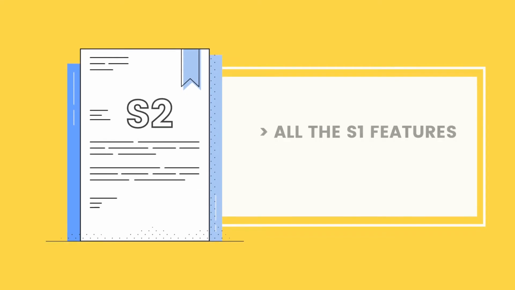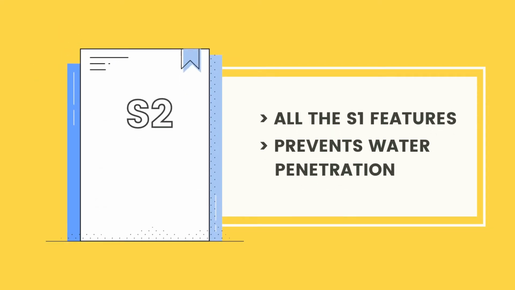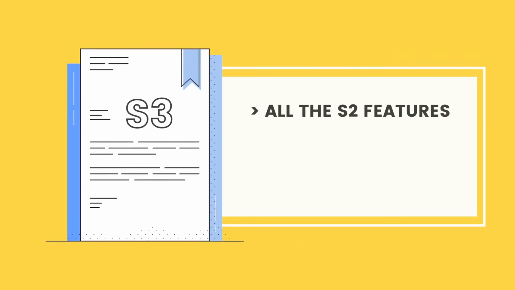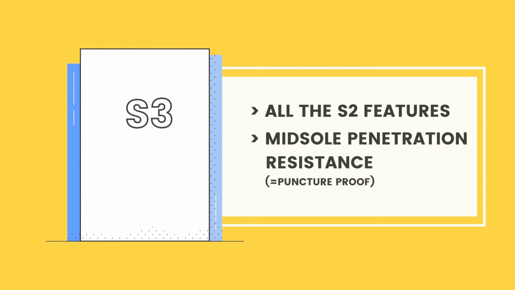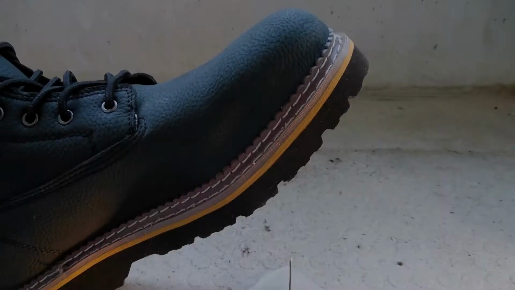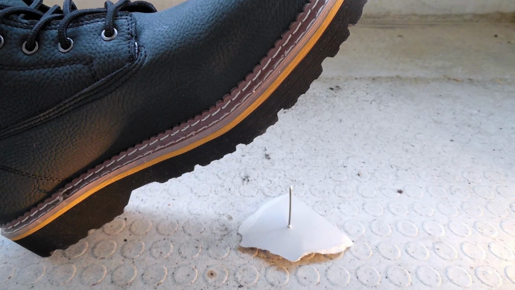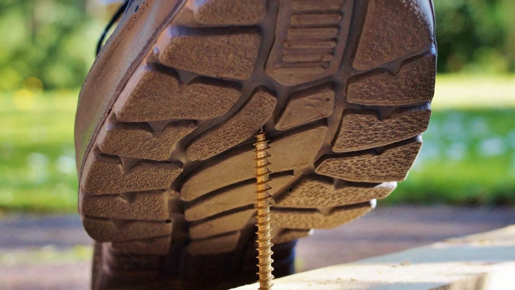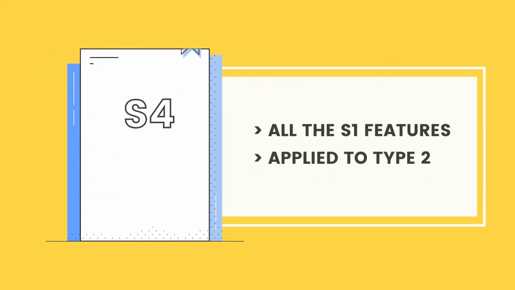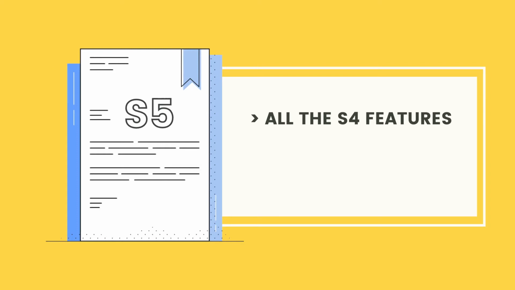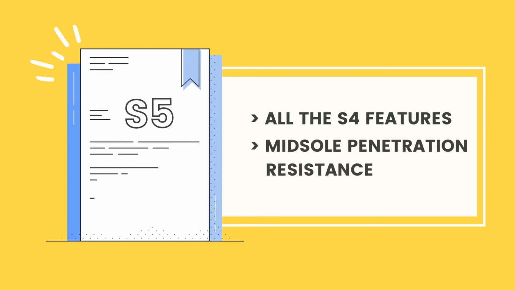S2 has all the S1 features and prevents water penetration. S3 has all the S2 features and also has a midsole penetration resistance, which means that it's puncture-proof. This prevents sharp objects from piercing through the sole and hurting you. S4 has all the S1 features, but applied to footwear made with rubber uppers or polymer uppers. S5 has all the S4 features and a midsole penetration resistance.